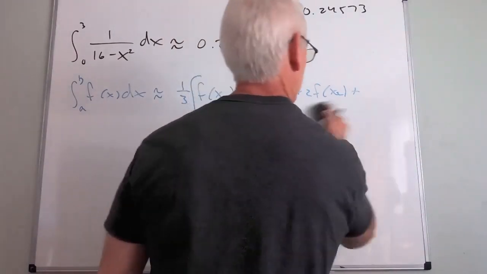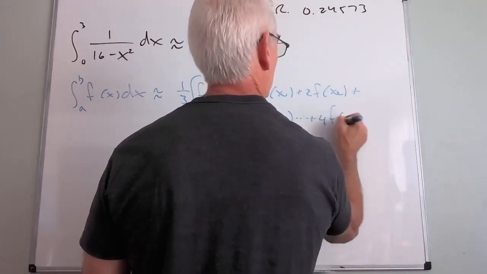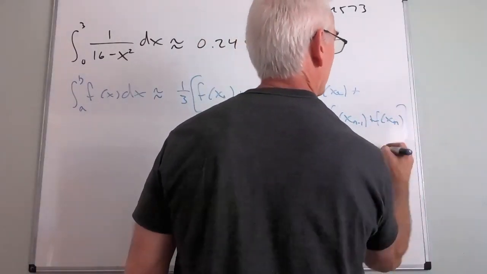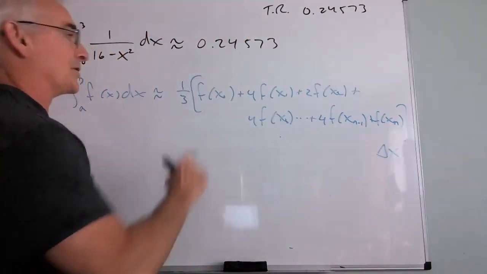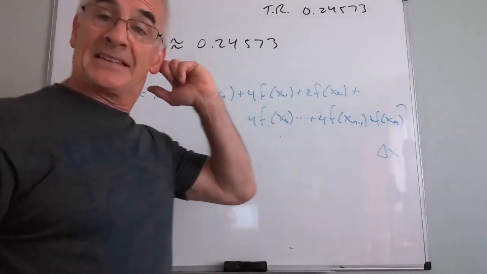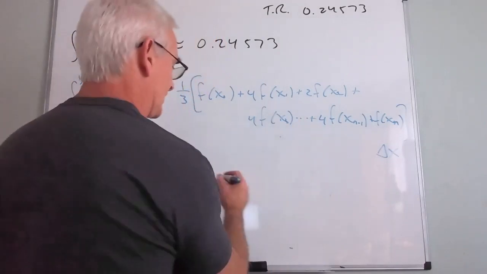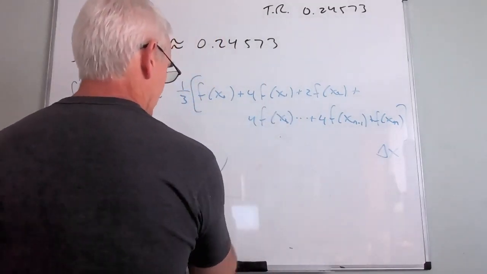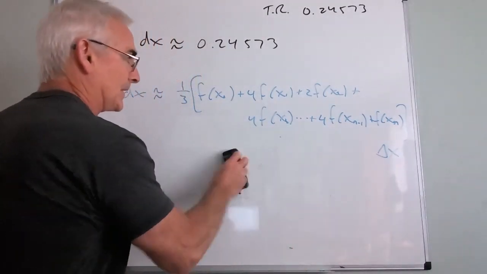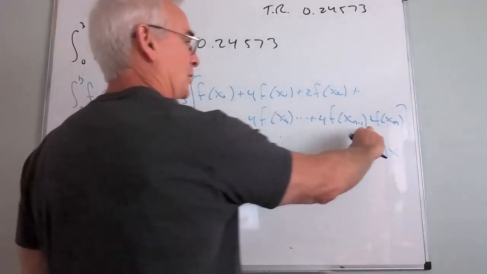Oops, sorry, I'm not going to fit this on very well. Shoot, sorry. Times delta x. Okay. There's an alternating pattern of 4s and 2s. In this one particularly, n has to be even. What you're essentially doing when you're doing your parabolas is you're splitting it up into thirds, and when you add them, you're always adding. It has to be an even number. Okay. The derivation in your textbook will show you that.